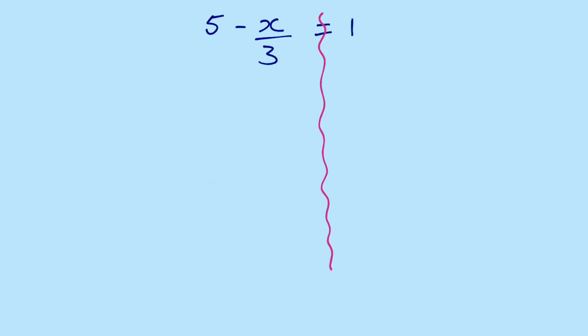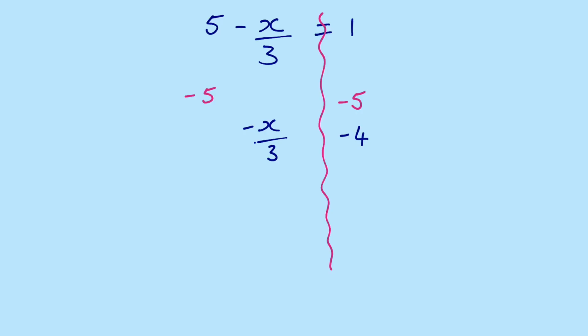So let's look at this question. So we have 5 minus x over 3 equals 1. So once again, I want to get the x by itself. However, before I do anything to this term, I'm going to get rid of this 5 here. Now to do that, I'm going to minus 5 from both sides, which gives me minus x over 3 on the left hand side and minus 4 on the right hand side.